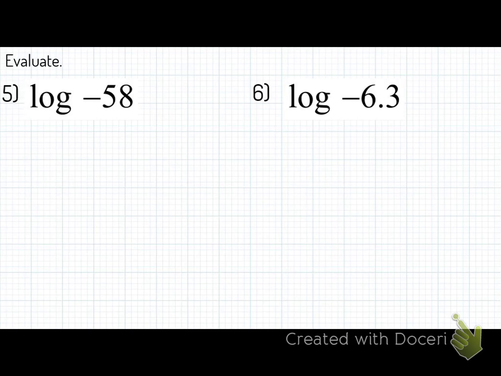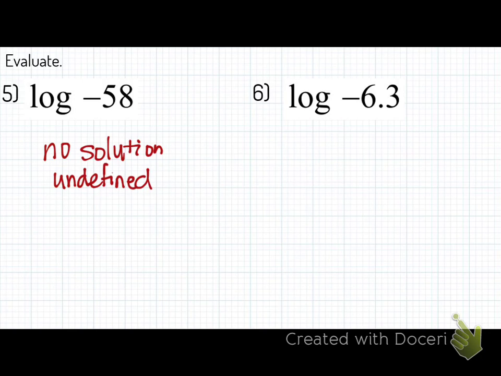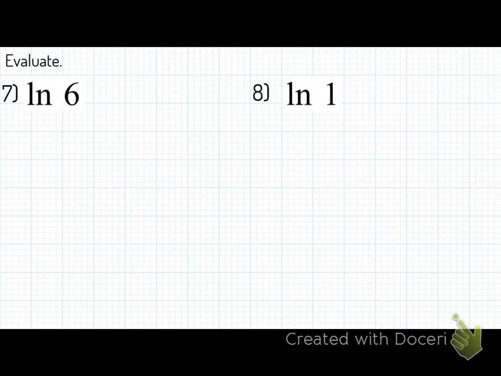Okay, so is there a common log of a negative number? Nope. What 10 to what power is equal to negative 58? Nothing. So the answer is going to be no solution or undefined. Okay, so what about number 6? What's the answer to number 6? No solution or undefined. Does that make sense? Okay, let's keep going. So 6 is the same. Number 7, let's do a couple of these.